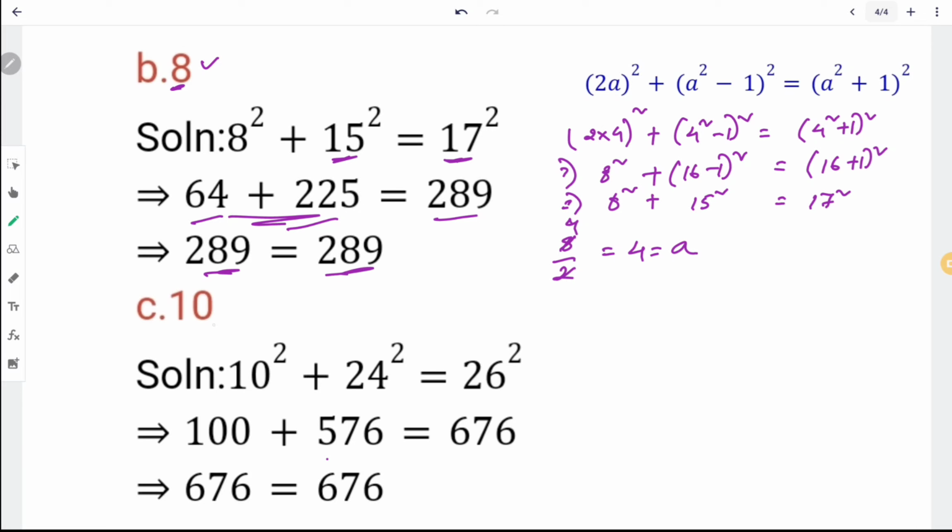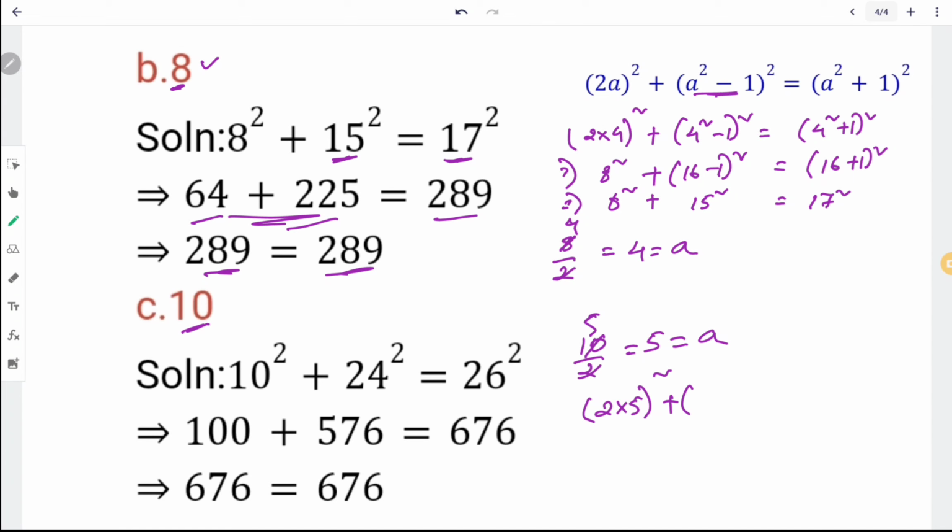Once again, they've given us 10, right? They've given us one, we have to find the other two. So how do you find? First divide 10 by 2. So 2 5s are 10, so this 5 is now our a. Now follow the formula again. 2 times a, so 2 into 5 the whole square.